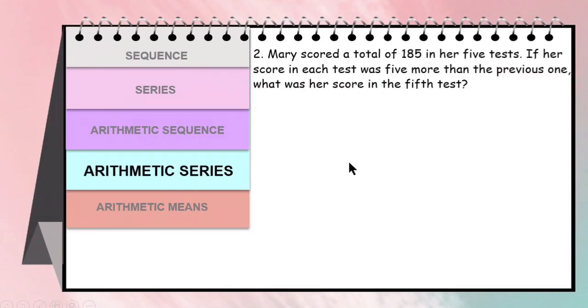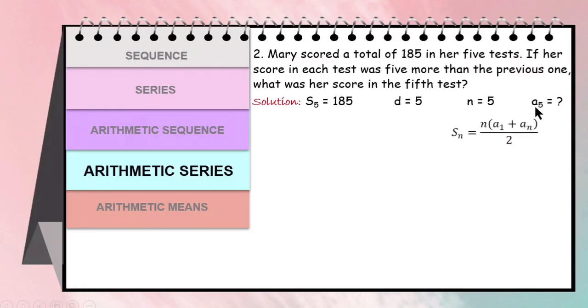Number 2. Mary scored a total of 185 in her 5 tests. If her score in each test was 5 more than the previous one, what was her score in the 5th test? The given are S sub 5, which is 185, the total score in her 5 tests. d is 5, her score in each test was 5 more than the previous one. n is 5, there are a total of 5 tests. And we are looking for a sub 5, her score in the 5th test.